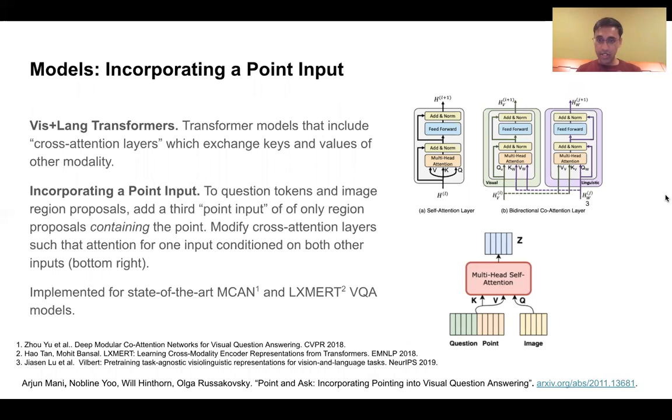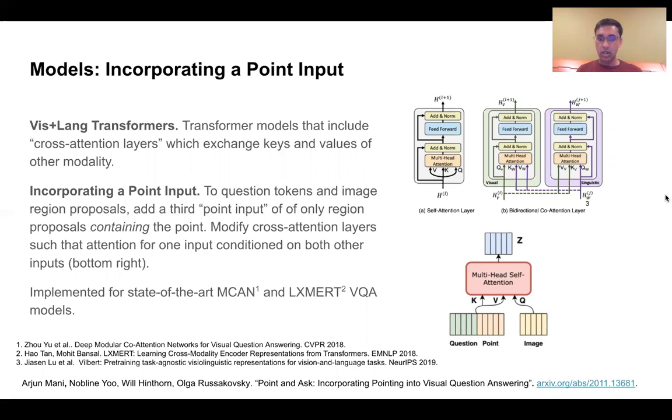We propose modifications to existing VQA models to incorporate a point input. In particular, we look at vision plus language transformers, which include these cross-attention layers in which the self-attention for one input, the keys and values are computed using the other input. And so essentially the keys and values are exchanged of the other modality. And so what we do to incorporate a point input is we actually add this third, quote unquote, point input of only region proposals that contain the point. And so that's added to the question tokens and image region proposals that we already have as input. And so we modify the cross-attention layer so that attention for one input is conditioned on both of the other inputs that we have. So that's this 3-input approach.